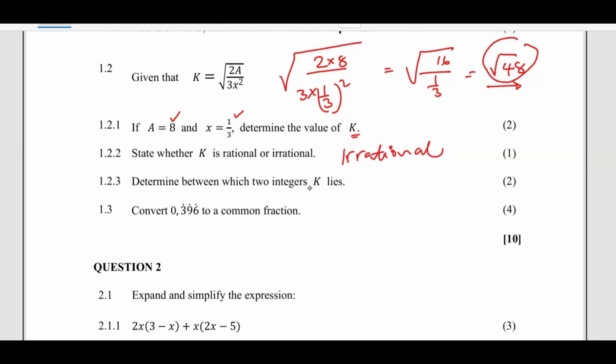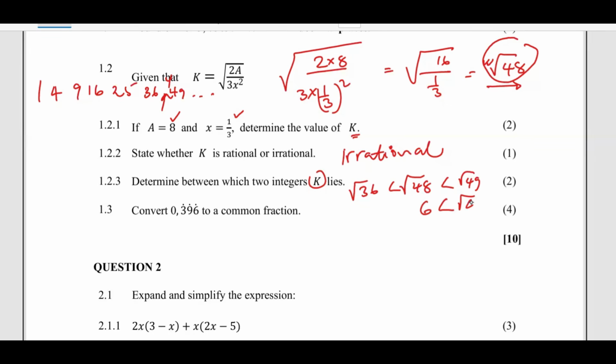Okay, then between which two integers does k lie? Now remember, this is a square root, and with the square root we must use the square numbers. So 1, 4, 9, 16, 25, 36, 49, and so on. So meaning that 48 is between 36 and 49. So square root of 36 is less than root 48 is less than root 49. Square root of 36 is 6 and then 7. So between 6 and 7. Okay, 1.3.